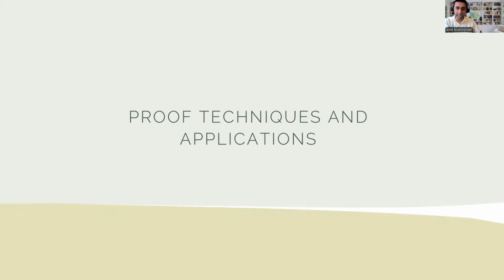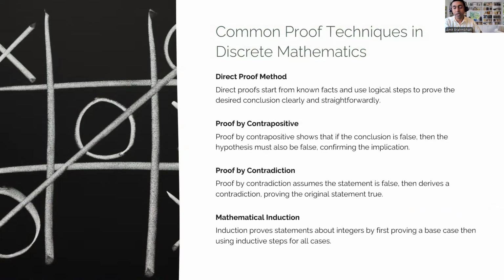Proof techniques and applications. Proofs are structured arguments that demonstrate why a mathematical statement must be true. In discrete mathematics, several proof techniques are used repeatedly, each suited to different types of problems. A direct proof starts from known facts or assumptions and uses logical steps to reach the desired conclusion.